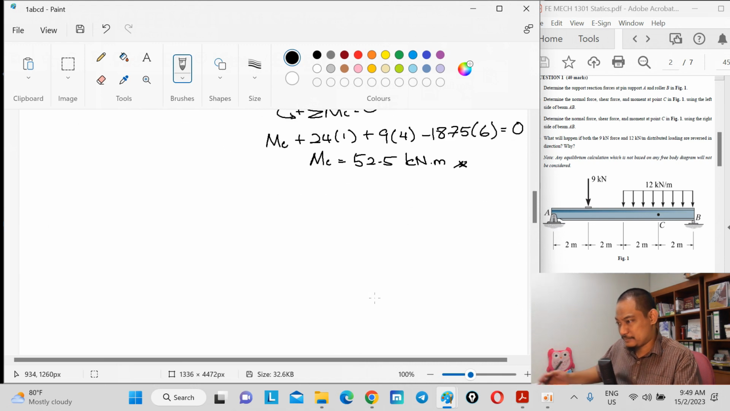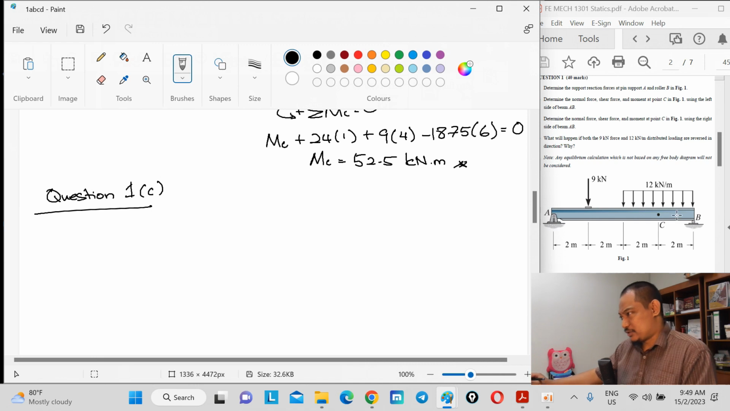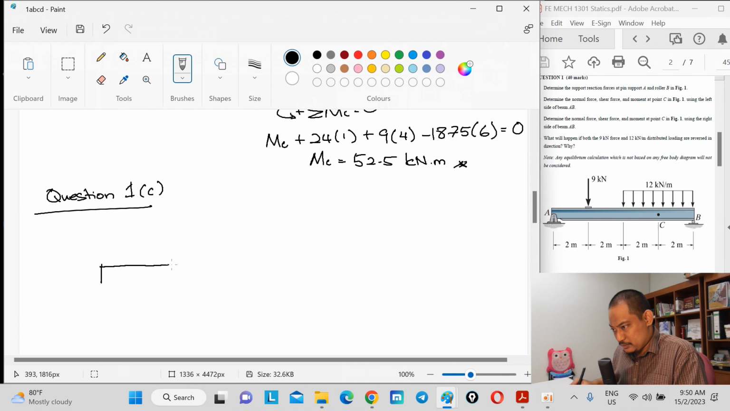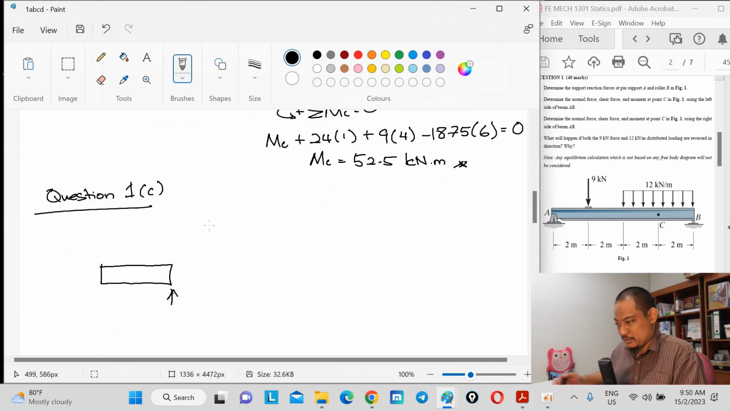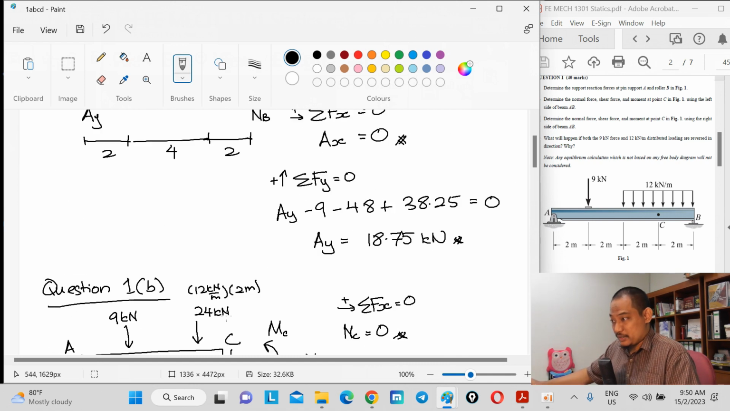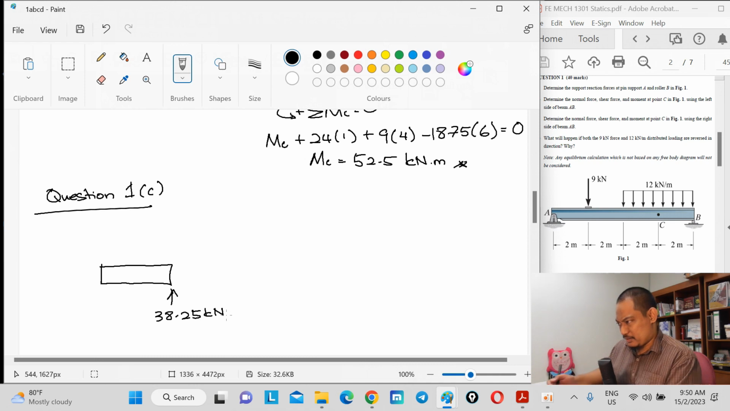So question 1C then. If you notice, the question is asking for the same thing but using the right part. So we'll just draw that part, which should be shorter. We have NB, which is upwards, and we have the answer from earlier, which is 38.25 kilonewton. Double check, 38.25.